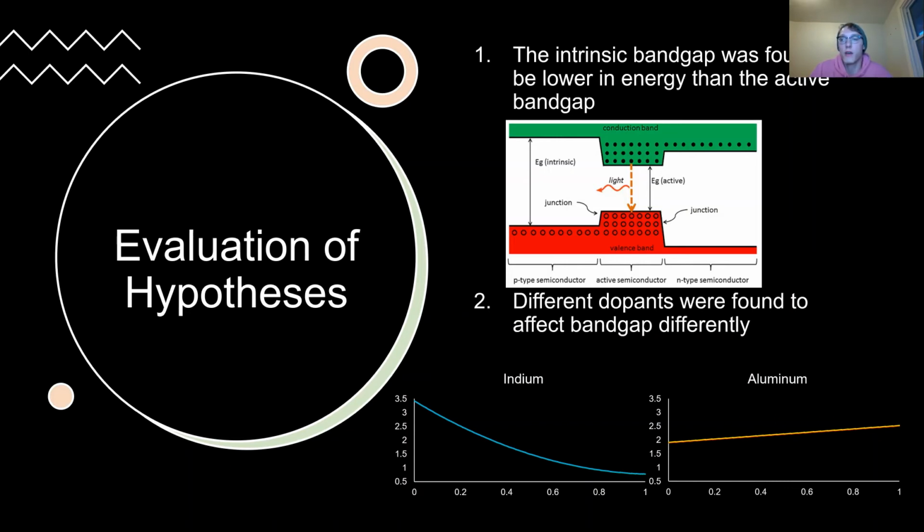So it makes sense that we find the intrinsic band gap to be consistently higher than the active band gap, because that's how these semiconductors were designed.